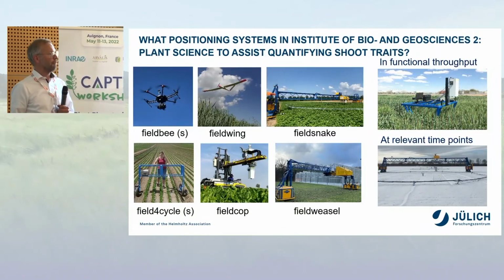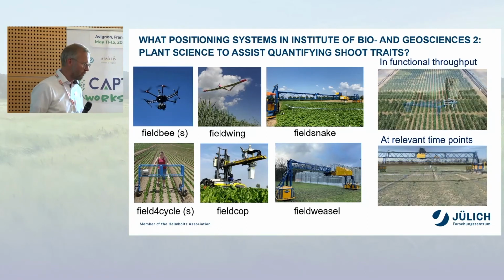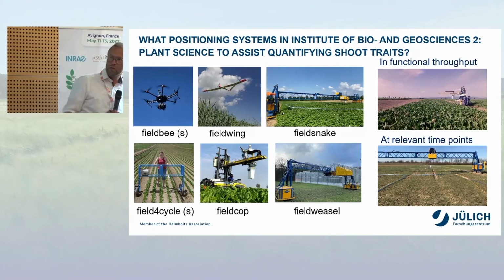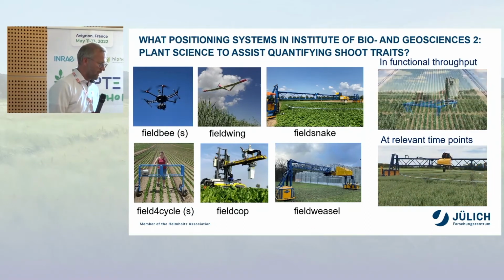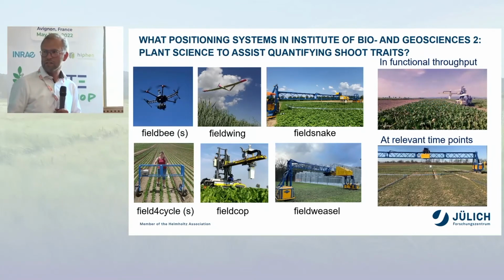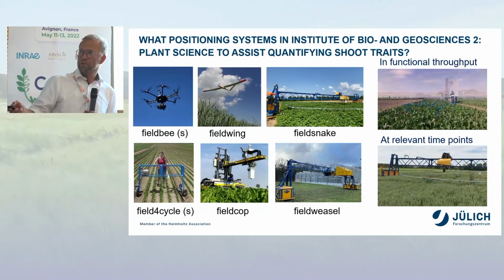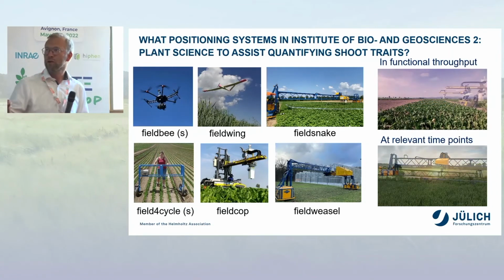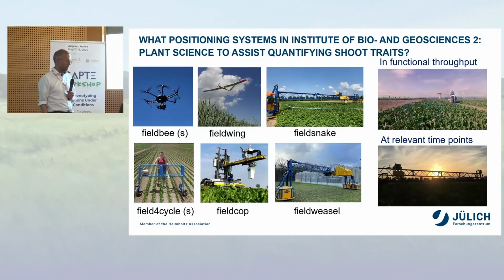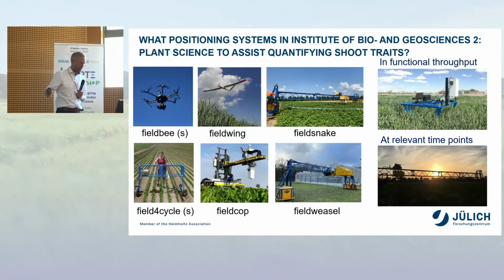To move a little bit further into what we have at Forschungszentrum Jülich, because we haven't seen each other for some years, and you're still welcome to come. I have the pleasure to make use of these different flying objects, but also the ground-based gantry systems, now recently also electric, going through the fields in functional throughput. I put functional there as it doesn't make sense to go fast if it's not needed, and also at relevant time points. When are these traits most distinctive? In the morning, at midday, in the afternoon, or at which time of the year?